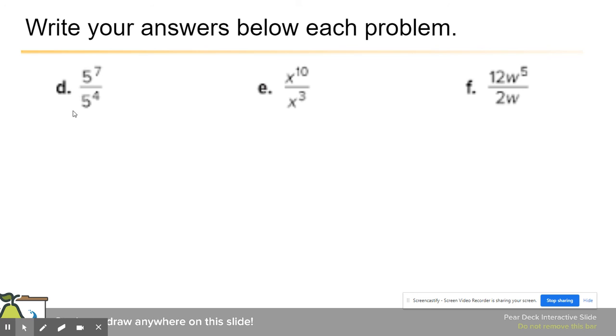Here we go. Again, pause. I'm going to go through it. This be 5 to the 3rd, 7 minus 4. X to the 10 minus 3, which would be 7. Ooh, we got a number here. 12 divided by 2, so that would be 6. W to the 5th power, W to the 1st power. Don't forget the 1s there, even though we don't put it. That'd be 6W to the 4th power.